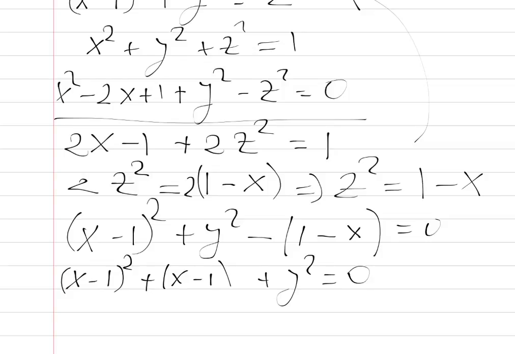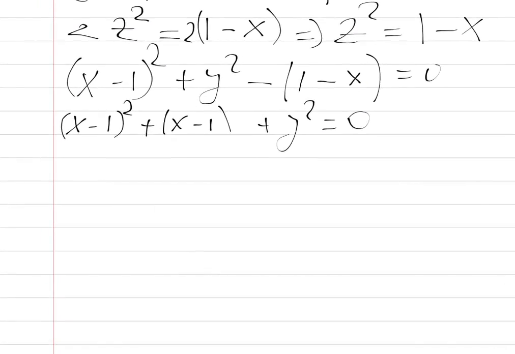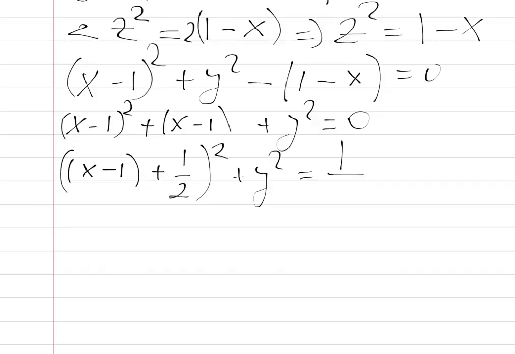Now we're going to complete the square, to say we're going to add and subtract 1/4, so we're going to get (x minus 1 plus 1/2) squared plus y squared is equal to 1/4. This is just adding 1/4 and completing the square. Or another way of saying it is that (x minus 1/2) squared plus y squared is 1/4.